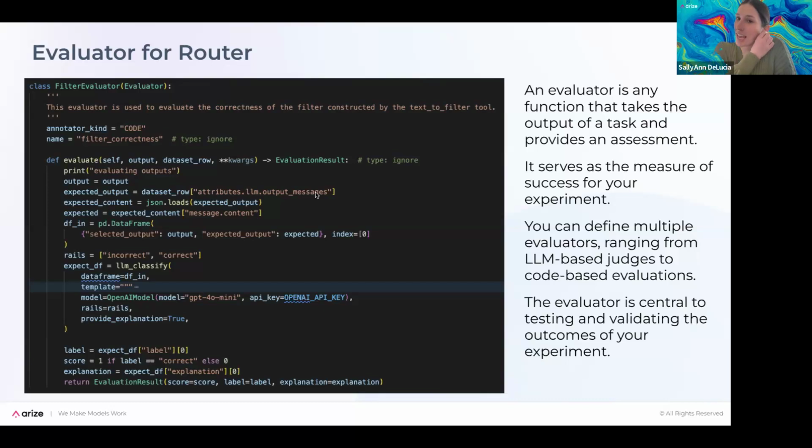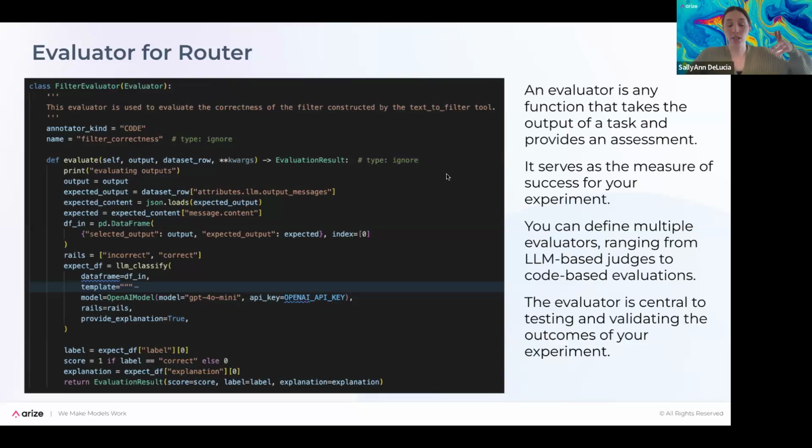What we're basically saying is this is going to measure the success of our experiment. You can have multiple of them. This is just saying, here is the function output from my task, and here is the function output from my golden data set that I created. I want you to compare and say whether or not they are the same, whether or not the task with the new router has selected the right function. That's at the router level.